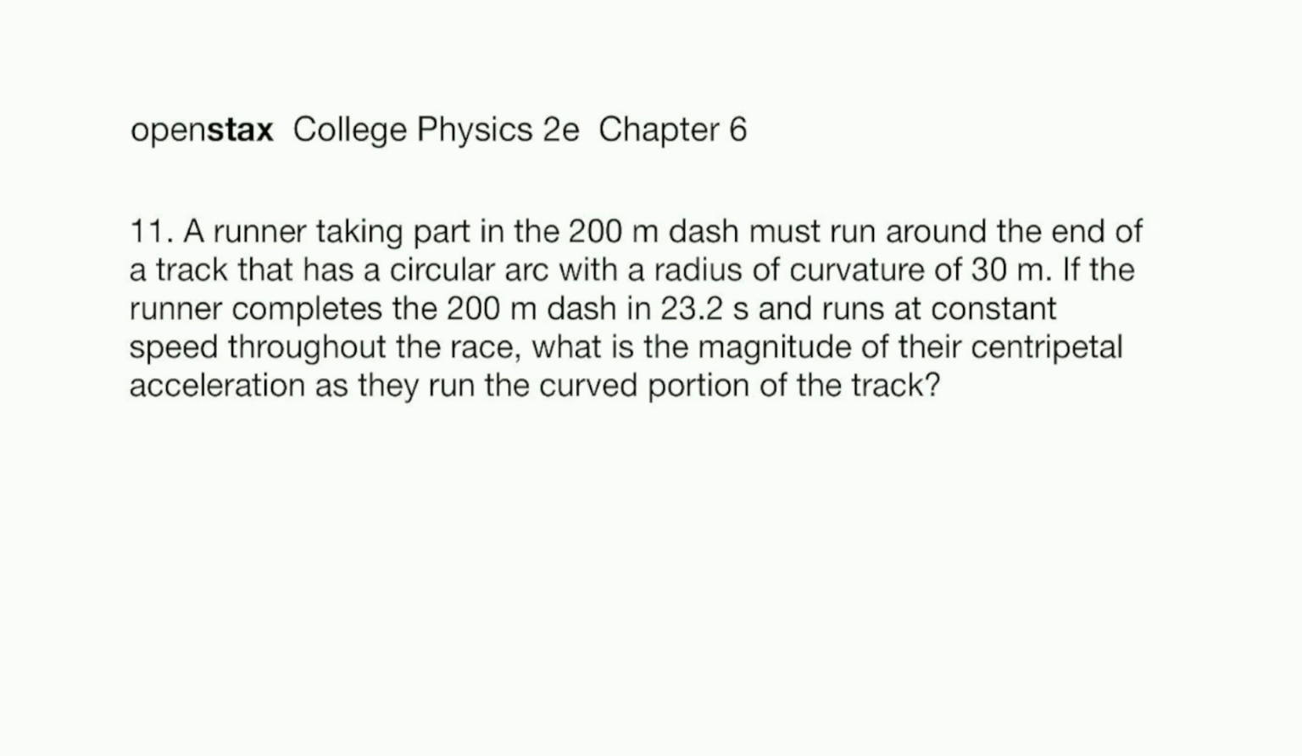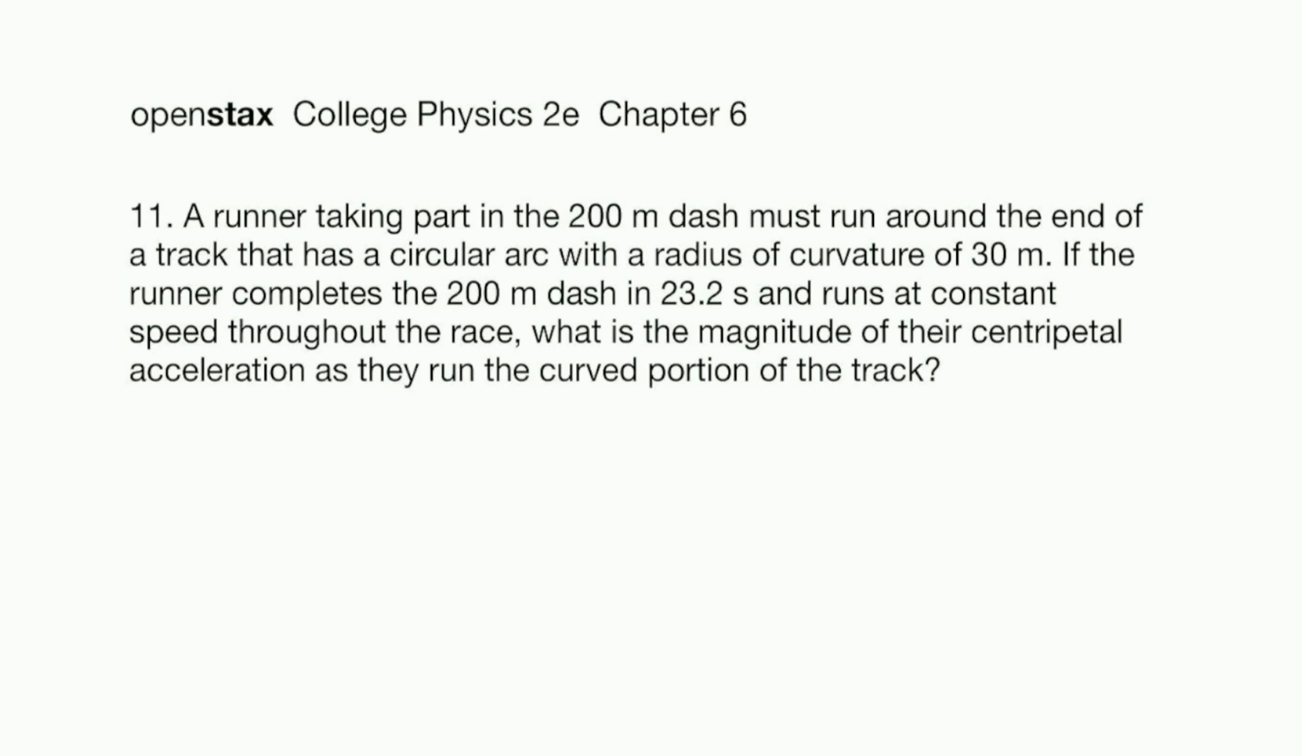Okay, let's start with a list of what we know. The first thing we know is the radius is 30 meters. We know the distance is the 200 meters. And we know the elapsed time, we'll just say time, is 23.2 seconds. Okay, and we need to find centripetal acceleration. We need the magnitude of it. So A sub C equals what?